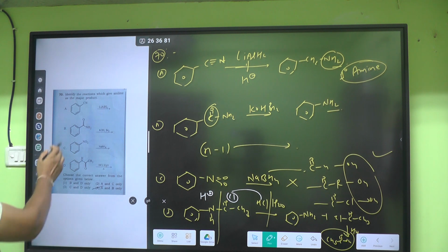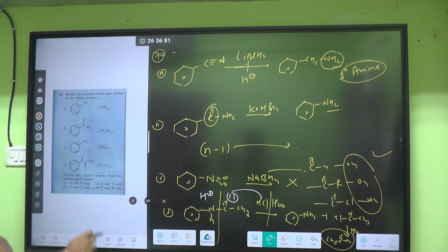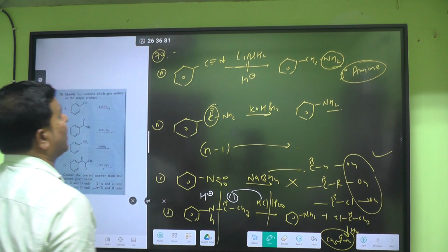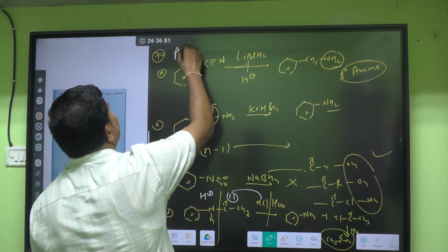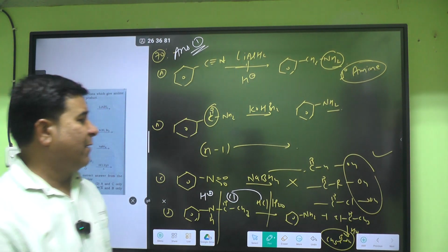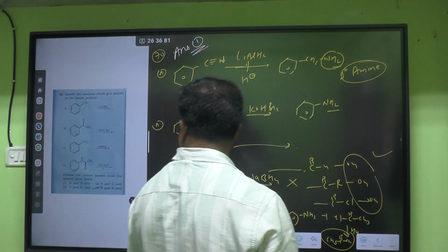So remember B and D. B and D both give aniline. The answer will be B and D. The first option is correct. Question 70, the answer will be the first option. Remember everyone, very simple.